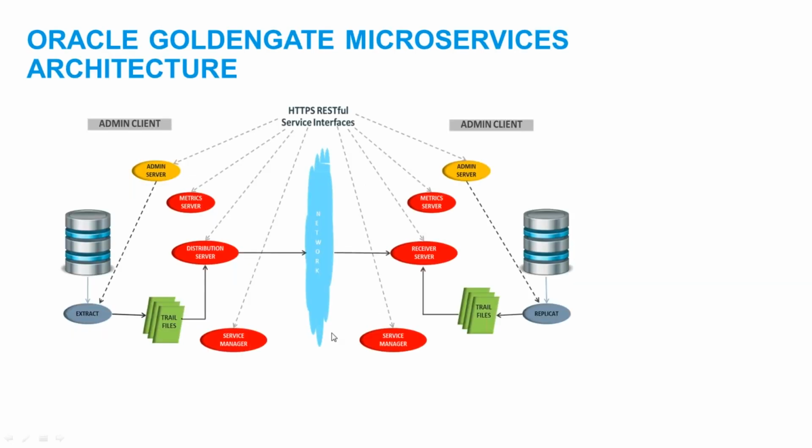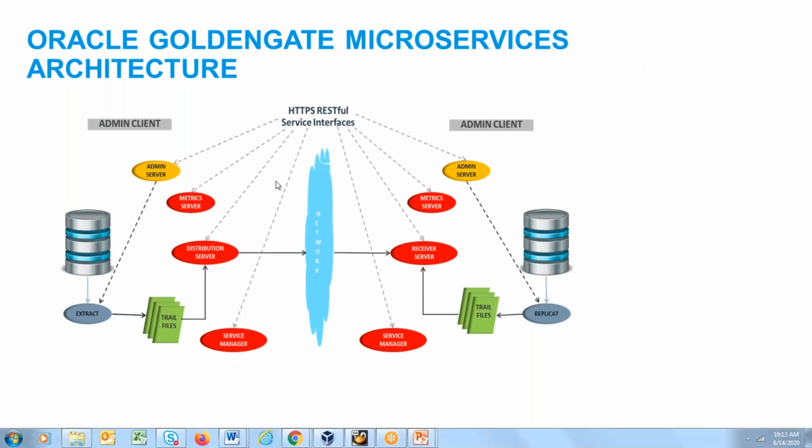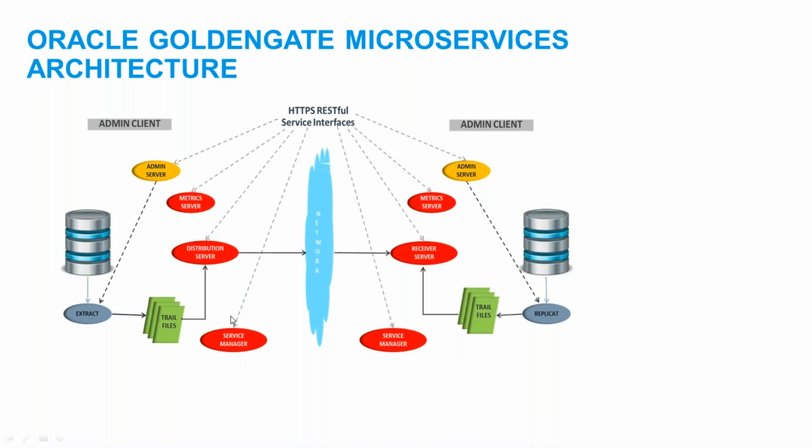So this is the microservices architecture, in which you have the service manager. The service manager is basically the watchdog for all other services. Under the service manager, you have different services running, like the admin server, distribution server, performance metrics server, as well as the receiver server. So the service manager is nothing but the watchdog for all other services.